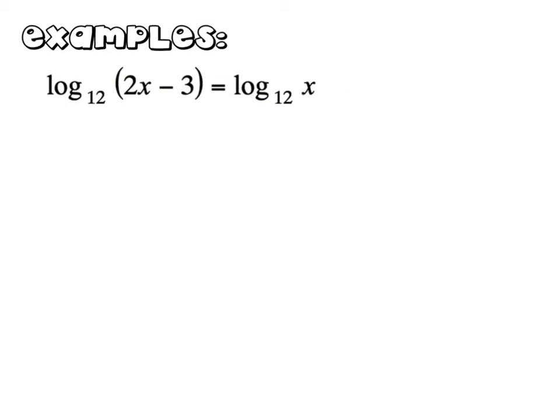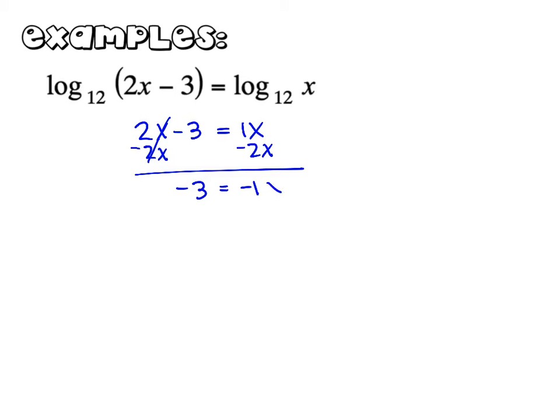So if we take a look at a couple examples, sometimes we might end up with linear equations when I do that. So if log base 12 of 2x minus 3 equals log base 12 of x, then 2x minus 3 has to equal x. Right? This is a linear equation because it just has x to the first power. So I'm going to get my x's on the same side, and then divide by -1 to get that x equals 3.